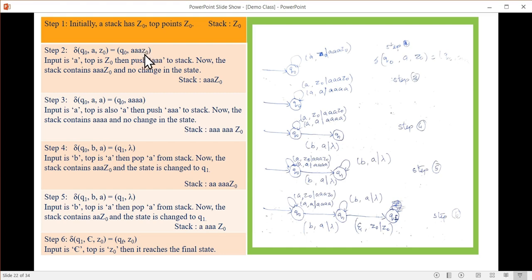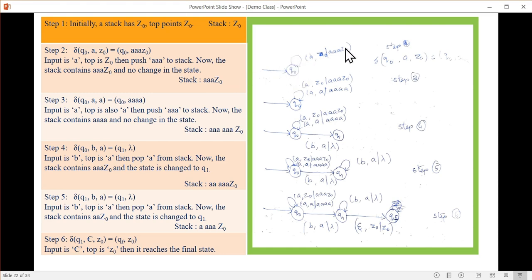Already the stack contains the Z0. Three more A's are pushed into the stack. So this is the value. Here the second step is: input is A, top is Z0. Then push 3A into the stack. Now the stack contains Z0, and three more A's are pushed. So A, Z0. And there is no change in the state; it has to stay in the same current state itself.